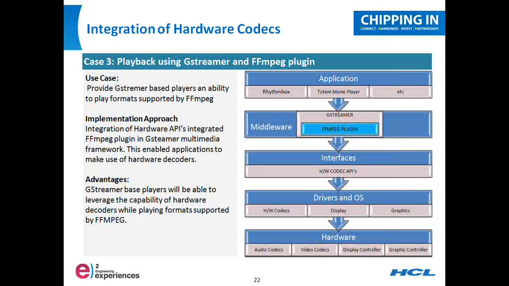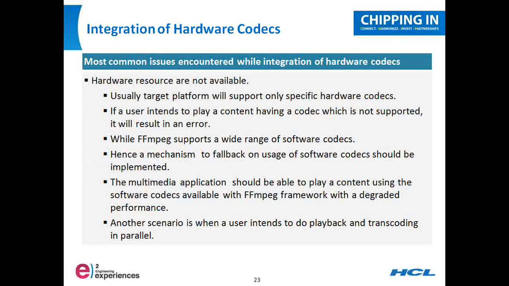So one way of doing it is we can integrate those hardware codec APIs into FFmpeg, and then FFmpeg can be integrated into GStreamer as a plugin. In that regard, GStreamer is very flexible. It gives a plugin architecture. So by doing this, it enables the application to make use of hardware decoders. So with this approach, the players which are based on GStreamer would also be able to leverage the hardware capability.